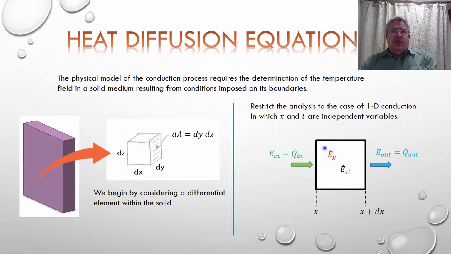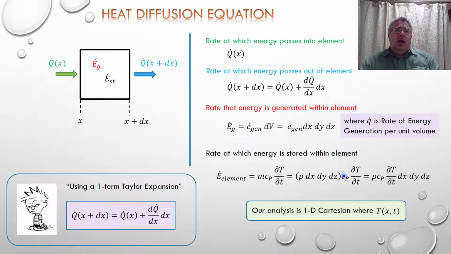Same thing with this red E dot g. This is going to be internal energy generation. So we're going to allow for some type of mechanism that could be a volumetric process where the volume itself at some point in time, could be steady, it could be unsteady, would be generating some amount of thermal energy. All right, so just recreating my picture over here.